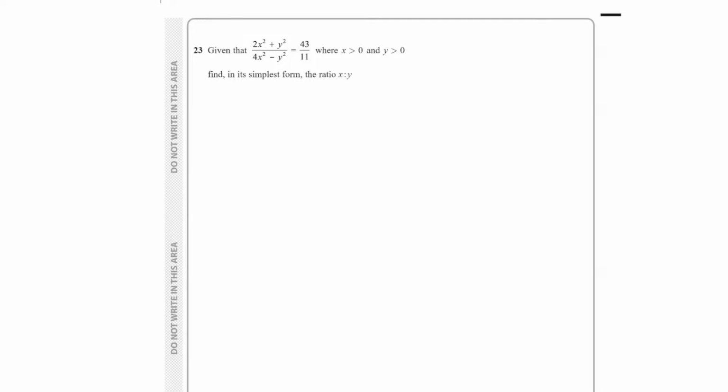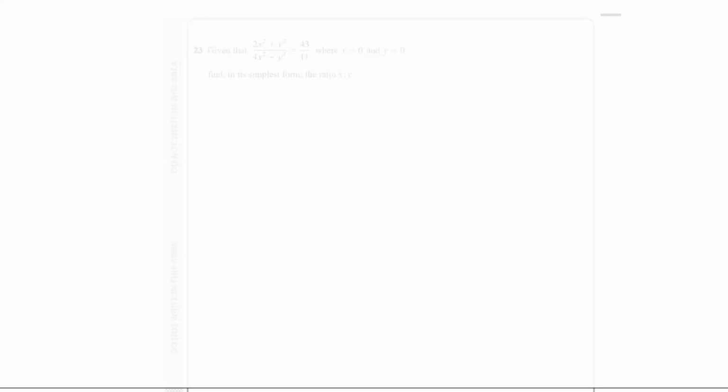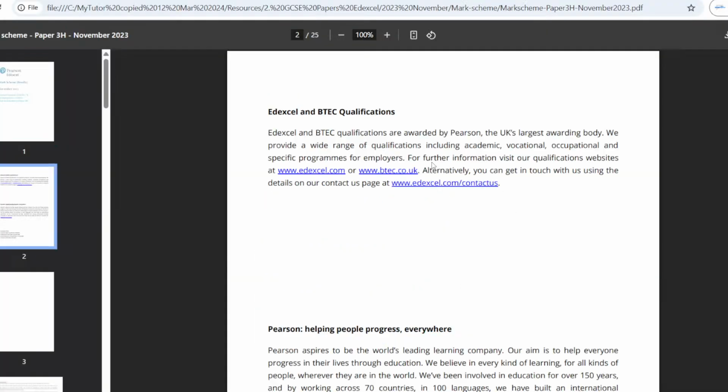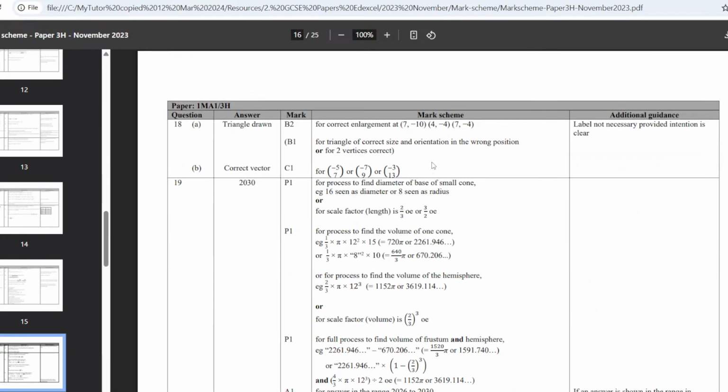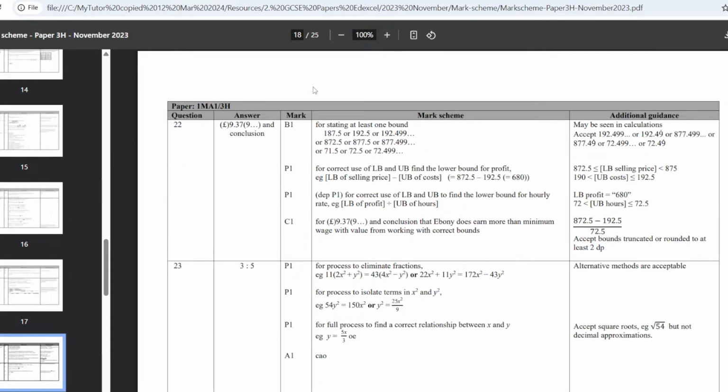November 23, paper 3. Here, I think you can see this, can you? What was it, question 22? There. You see that they've only given this one 937 or 938 rounds up to. So you get 1 mark for stating at least one bound, so any of these, only one of them. So you're obviously going to get 1 mark.